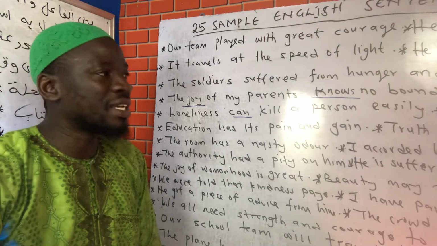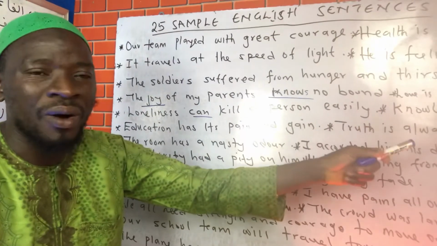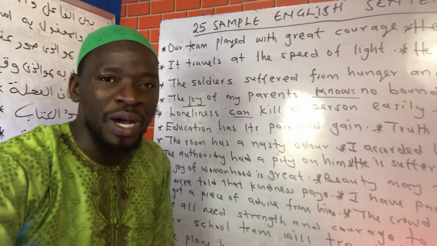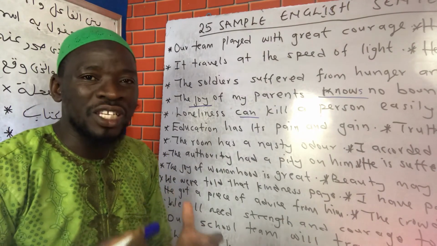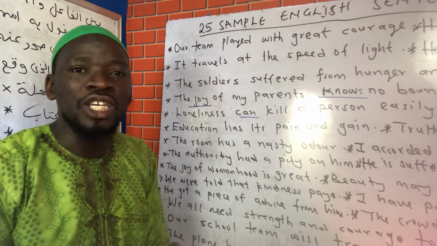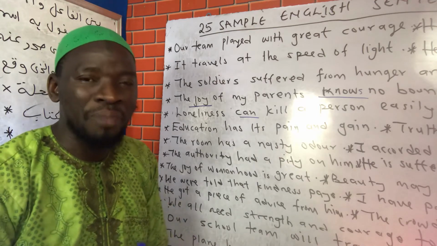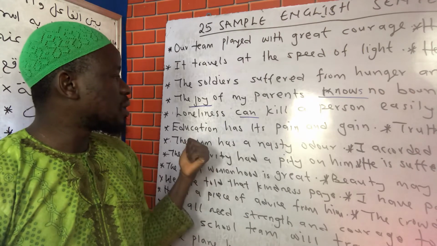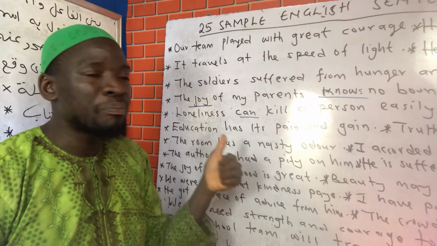Then the next sentence is: knowledge is power. Knowledge is power. When we say knowledge is power, al-ilmu quwwa, that is the application of knowledge. When you have knowledge and you apply it, it will empower you. It is the application of knowledge that empowers, not the knowledge itself. Then the next one, it is said, education has its gain and pain.